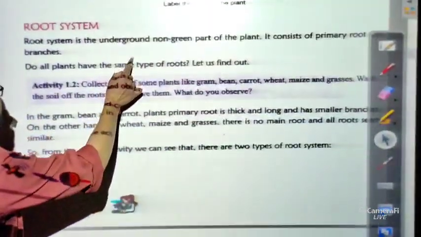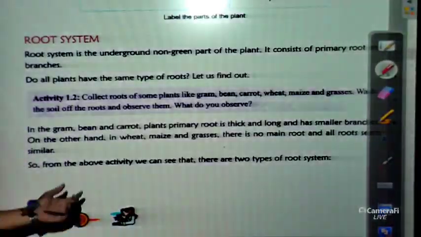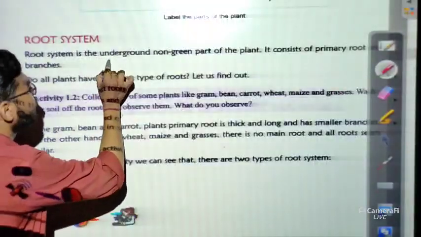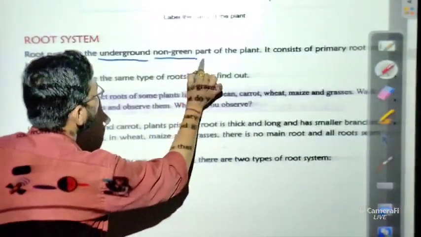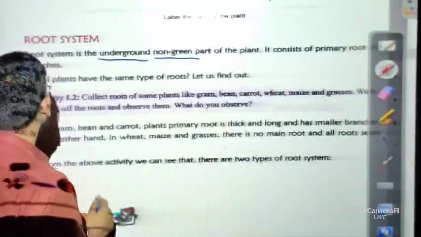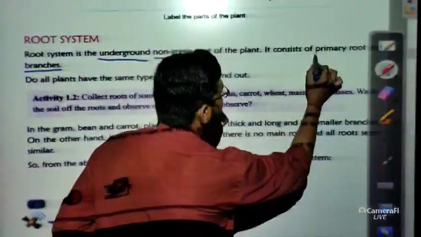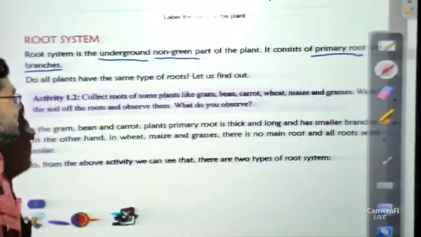Okay, so let us start with root system. Basically, the root system is underground. We have already discussed it is the underground non-green part of the plant. It consists of the primary root and the branches.